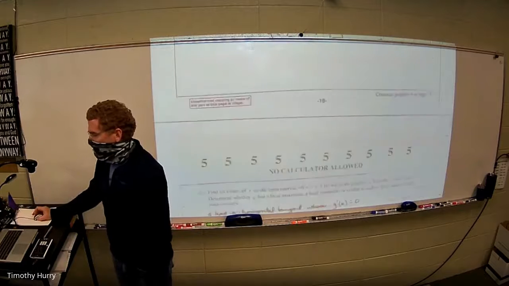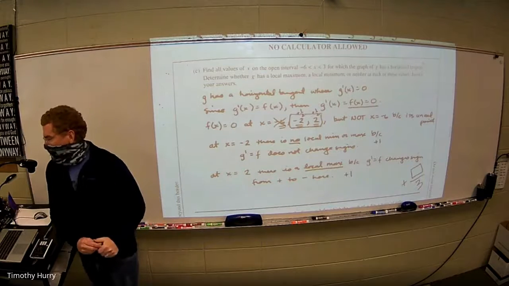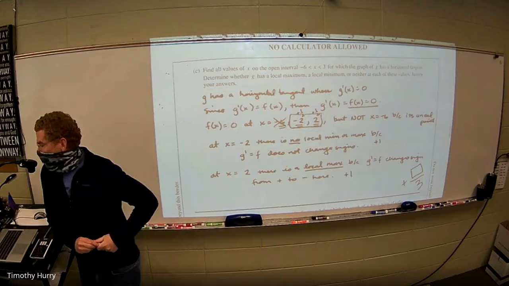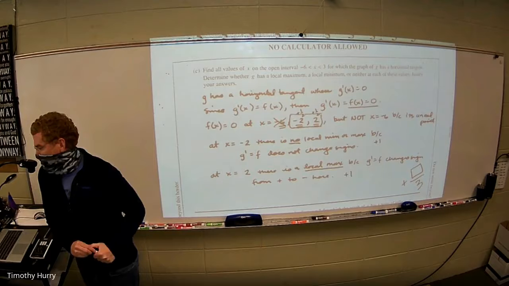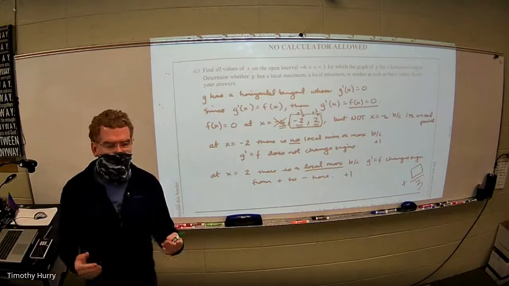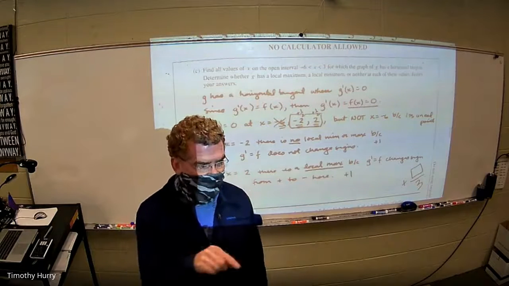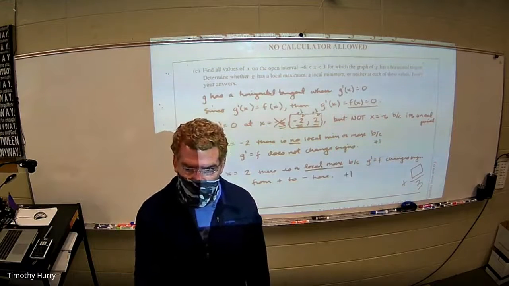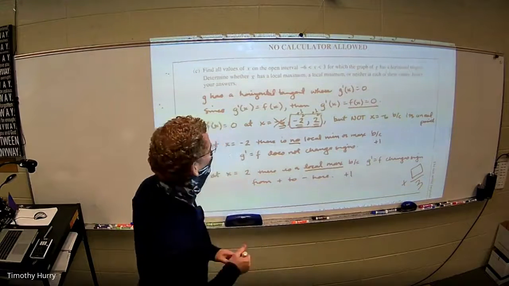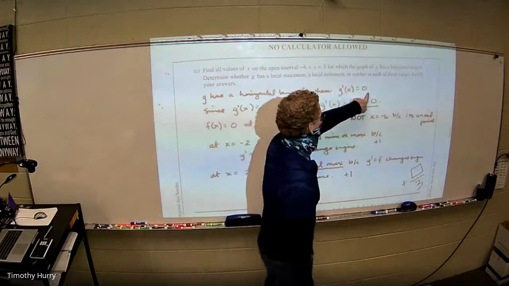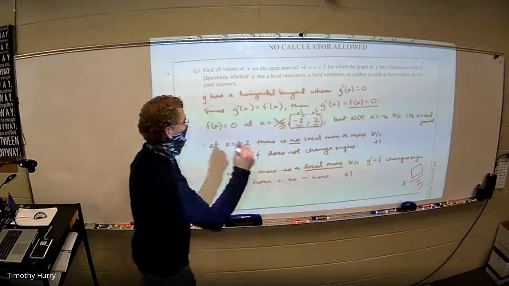I don't know, whatever. C, for all values of x on the open interval from -6 to 3, find all of them for which the graph of g has a horizontal tangent. All right, so first question, where would a function g have a horizontal tangent line? Where the slope of g is 0. And what is the slope of g? The slope of g is the f function, right? We just concluded that. So if I want to know where the slope of g is 0, I want to know where f is 0, right? So that's the first thing I needed to conclude.